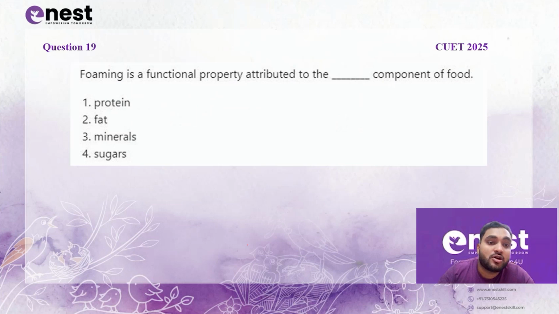Let's go on to the next question. Foaming is a functional property attributed to which of the following components of food? Protein, fat, minerals and sugar. This was a very simple question which came last year, and the option which students usually choose is fat, but that is a wrong option. In bakery we have learned that there are different methods of making cake, one of which is called the creaming method, in which we incorporate fat and sugar together and beat them, and because of that people think that fat might be responsible for the foaming property.